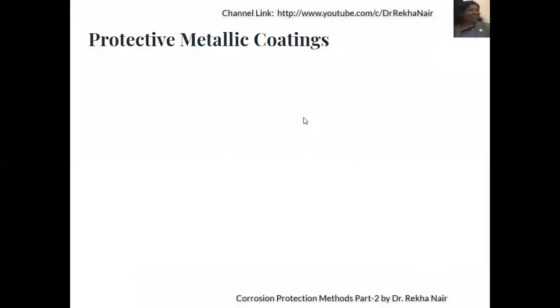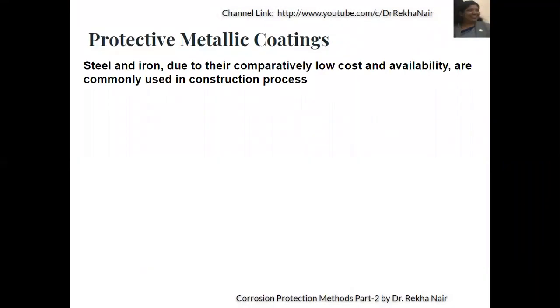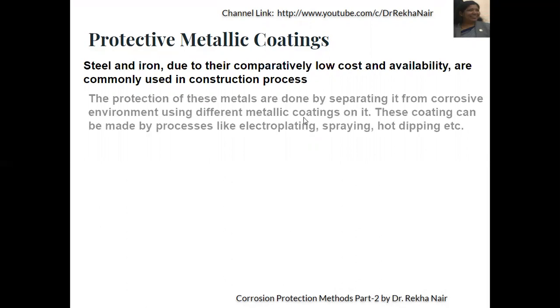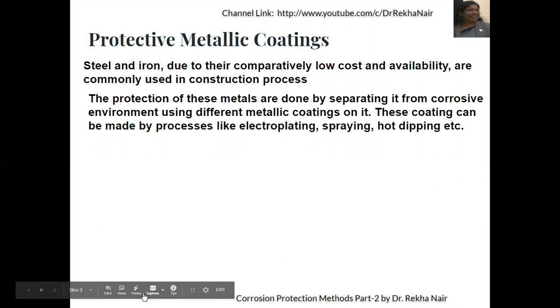So first is protective metallic coating. Steel and iron, due to their comparatively low cost and availability, are generally used in almost all construction processes. The protection of these metals is done by separating them from the corrosive environment using different metallic coatings on them. These coatings can be made by processes like electroplating, spraying, hot dipping, etc.